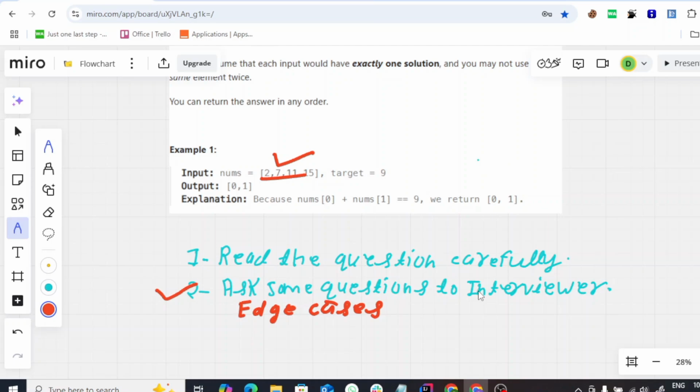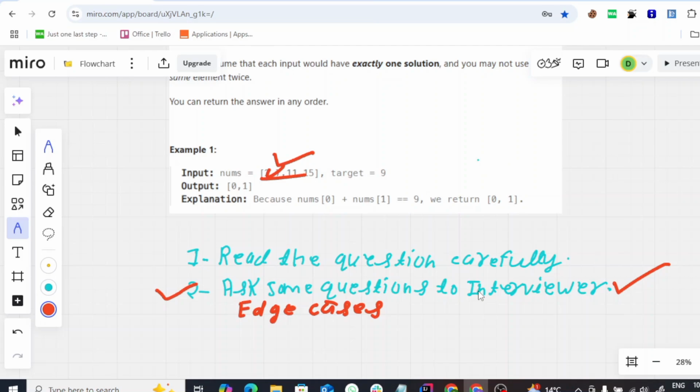Because when you will be working in a company on a project, you have to think about the edge cases as well, guys. That's the reason you should ask this question, and it is a very important one: ask about the edge cases. So ask: sir, can the array be empty? Sir, can the target be negative? Sir, can the elements in the array be negative? You have to ask these kinds of questions, guys.